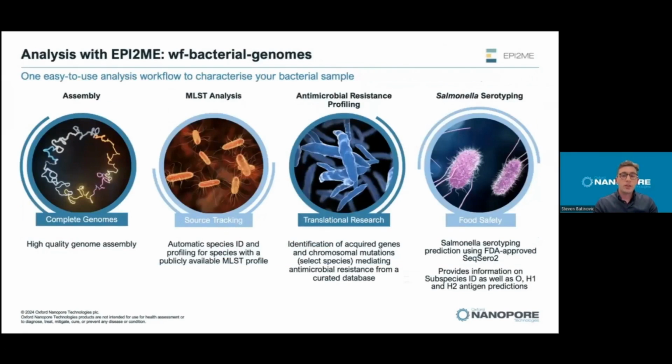So what else can the workflow do? I've just mentioned that it can generate high quality assemblies and do gene annotation using Prokka. But you can also do some additional analysis simply through checking additional checkboxes during the analysis setup. These include MLST analysis, antimicrobial resistance profiling, as well as Salmonella serotyping.